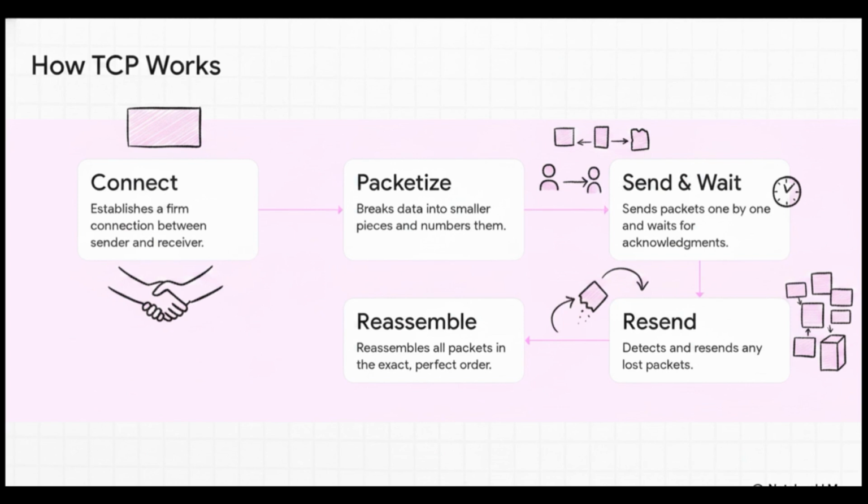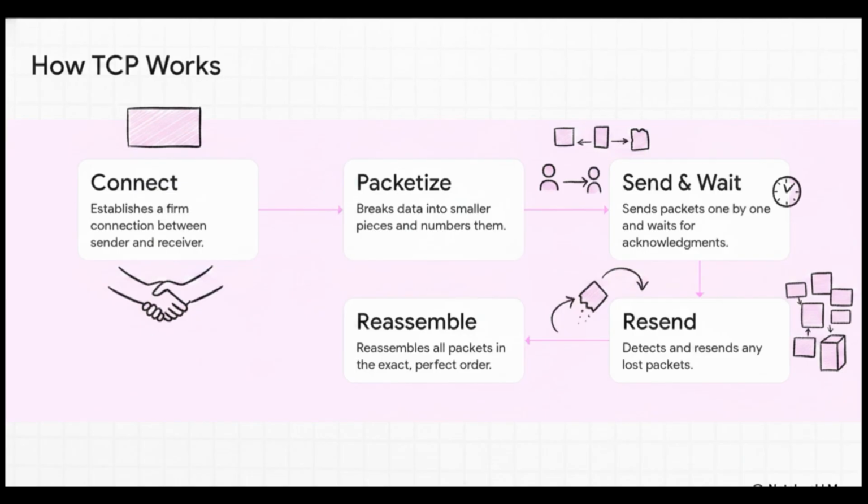First off, TCP establishes a firm connection between the sender and the receiver. It's kind of like a digital handshake, saying, hey, are you ready? Because I'm ready. Then it breaks your data down into smaller pieces. We call these packets. And this is absolutely crucial. It numbers every single one of them.